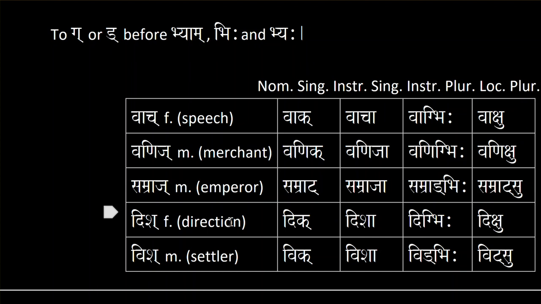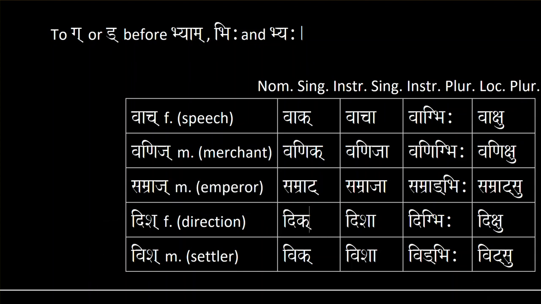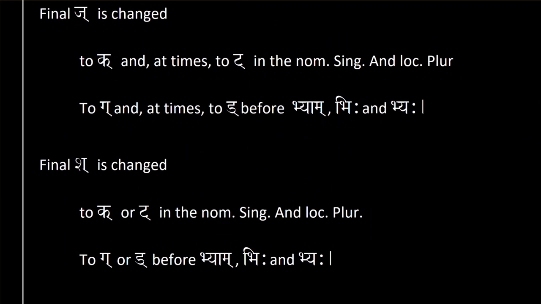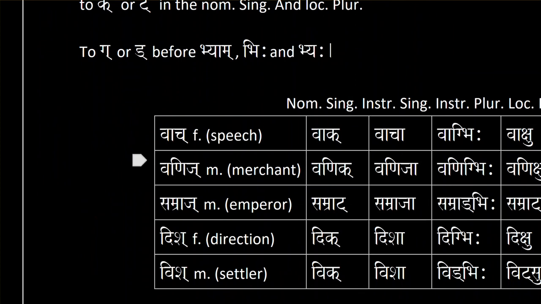So we have dish, which means direction. The final sha in dish is turning into a final ka in the nominative singular, according to the rule. The same thing happens for vish, which means settler. So we have dik and vit, they both end up with a final stop in the nominative singular.